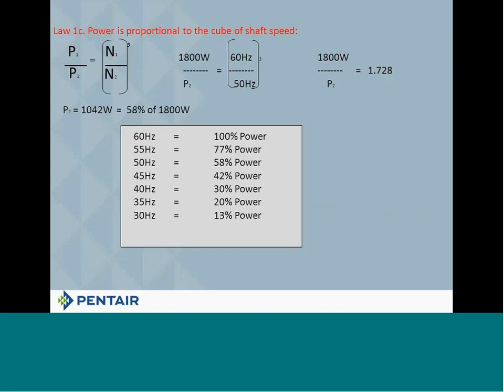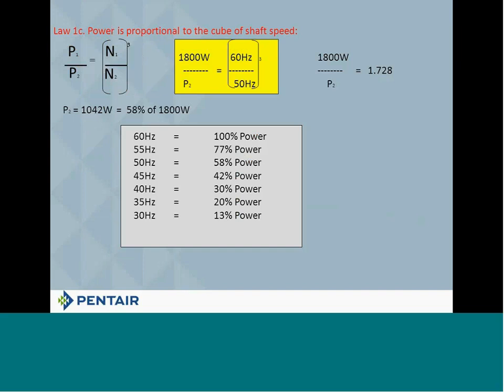Okay? Another simple way of looking at it is right here. We're going to use watts for power here instead of horsepower. So here's the formula: P1 divided by P2 equals N1 divided by N2 cubed. All right? So P1 equals 1,800 watts, N1 represents 60 hertz, and N2 represents 50 hertz.